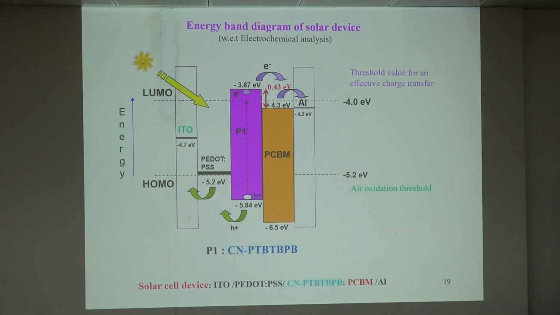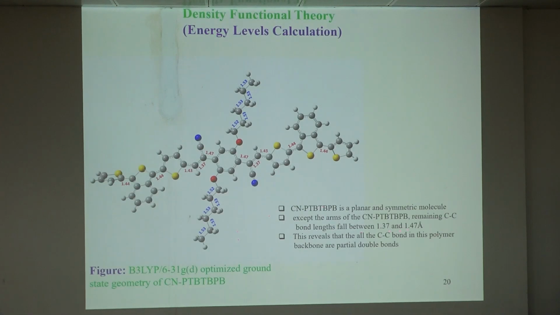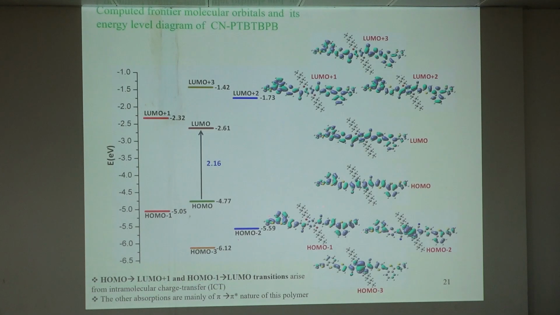For this molecule we can do the HOMO-LUMO calculation, and how much the band positions are calculated, we can do by the density functional theory method. So from the density functional theory method, we can see the compound's HOMO-LUMO calculations here.